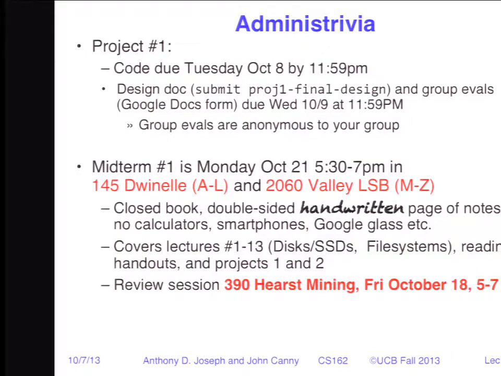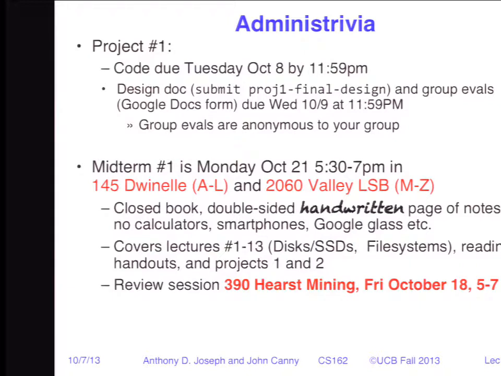We have a midterm coming up in 2 weeks. It's going to be divided between this classroom and 2060 Valley Life Sciences building. It's closed book, double-sided, handwritten notes, and no calculators, smartphones, or other technological devices. It'll cover lectures 1 through 13. So that's 13, the Wednesday lecture before the Monday midterm. And the readings, the handouts, and projects 1 and 2. So you should be familiar with all aspects of the projects.